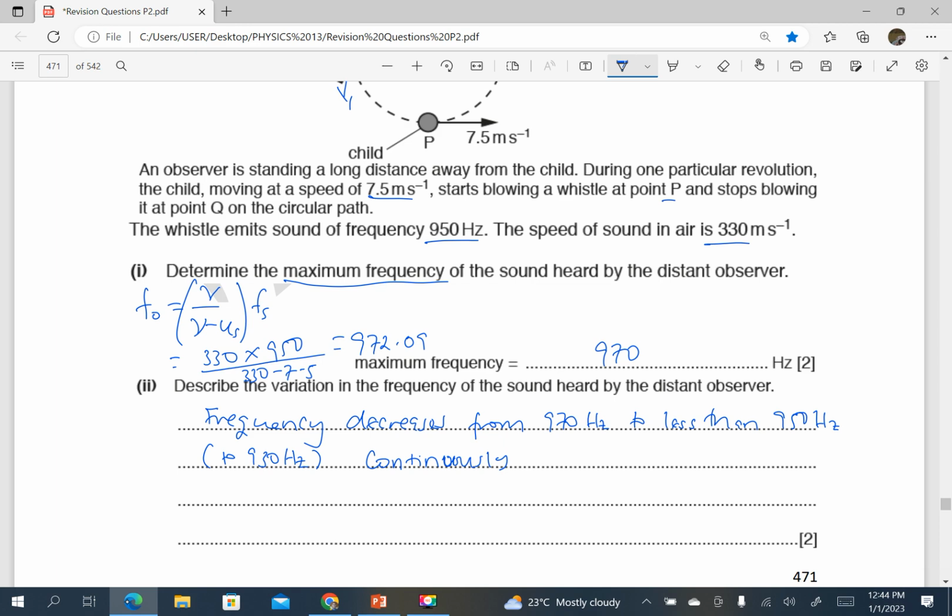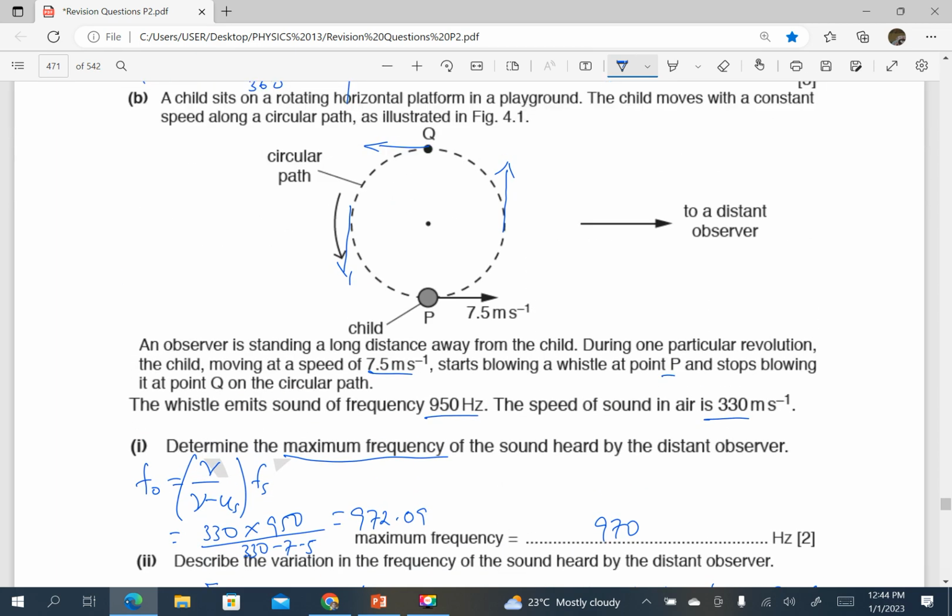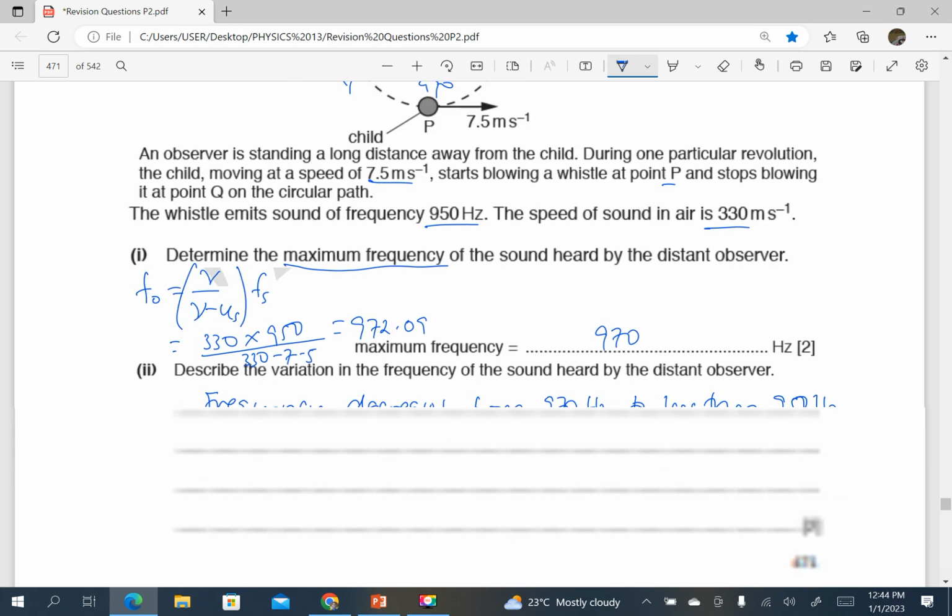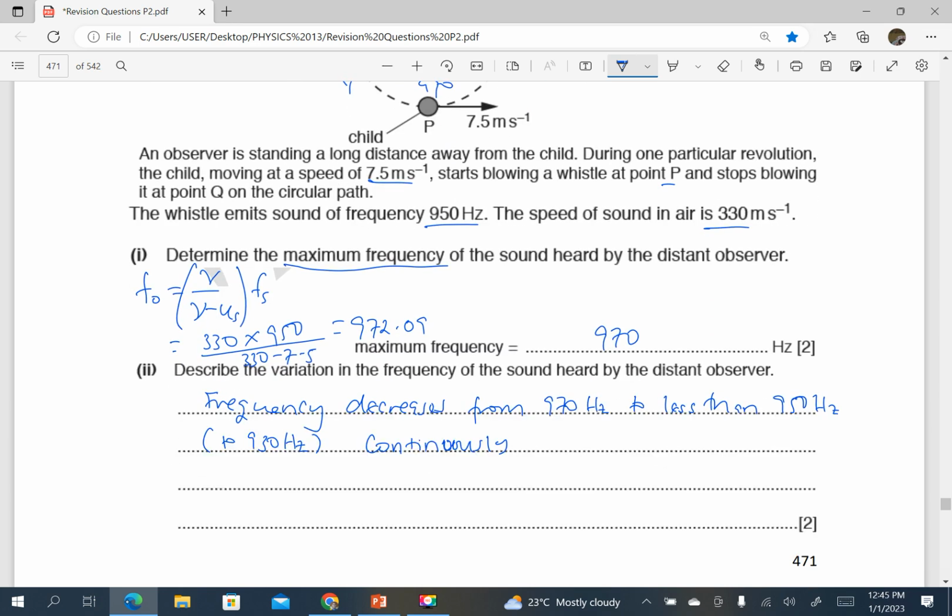That is to, of course, here it would be 950 if it was to continue. But here it is 970 because it is towards. Here it is 930 because it is away. So the frequency decreases from 970 Hz to less than 950 Hz, that is to 930 Hz continuously as the child moves. Okay, so for part 2, I beg to stop here on page 471.